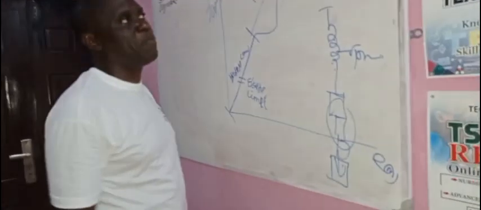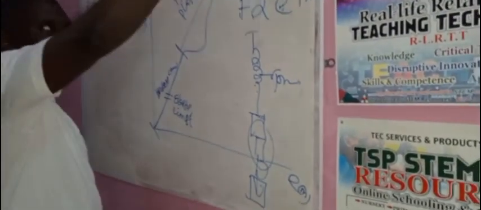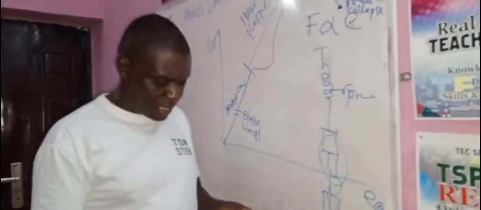Breaking point or collapse point. This is the yield point. Okay? So once a material is being stretched or stressed beyond this point, it cannot come back to its original state any longer.